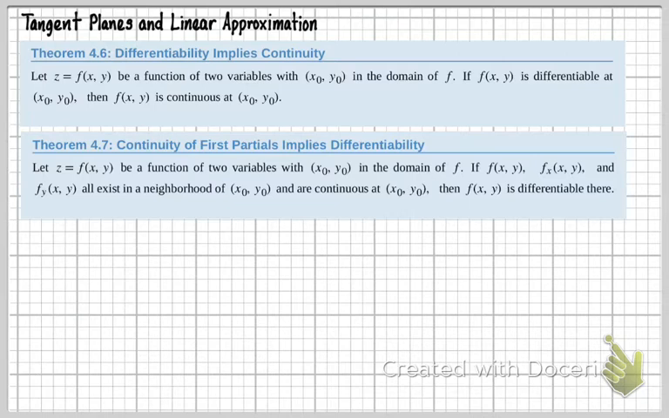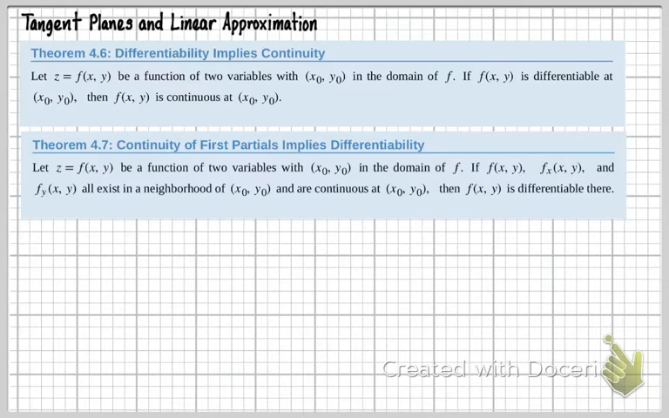Now, theorem 4.7, continuity of first partial derivatives implies differentiability. This says, let z equal f(x,y) be a function of two variables with (x0, y0) in the domain of f. If f(x,y), fx, and fy all exist in a neighborhood of (x0, y0) and are continuous at (x0, y0), then f is differentiable there.